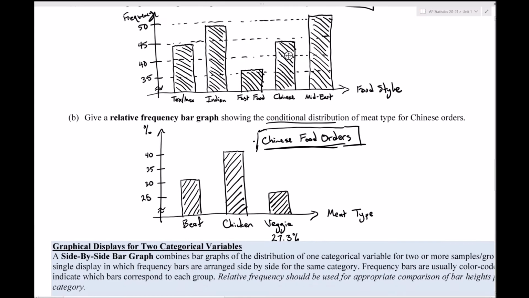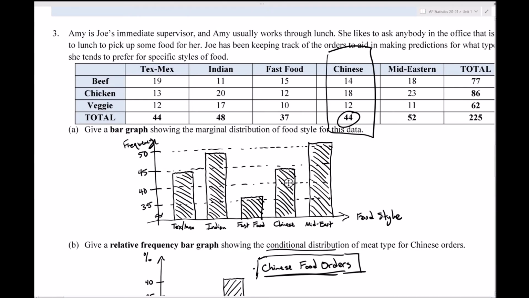So you're literally just drawing a bar graph, and conditional distribution is just a fancy vocabulary term. You need to know what it is though, and it just means that under the condition that we're only paying attention to Chinese food, what does the distribution of meat type look like? Right? So they could have asked for the conditional distribution of food style within the vegetarian situation.